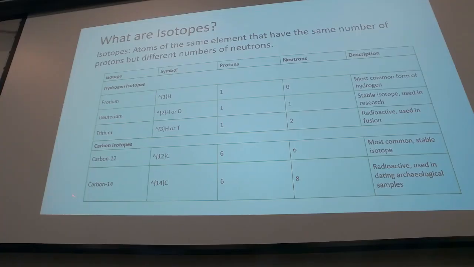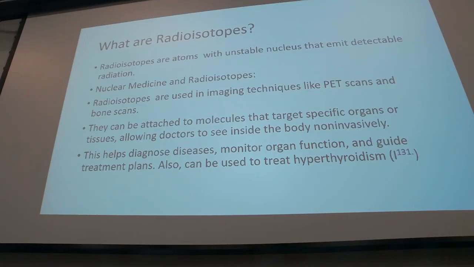So you may have heard about carbon-14, how it is used to calculate archaeological samples. Then these radioisotopes will be the ones that emit detectable radiation and can be used to treat diseases. Like sometimes some people might have an overactive thyroid gland, and it's a specific nodule in the thyroid gland, which we have here on the sides of the neck.